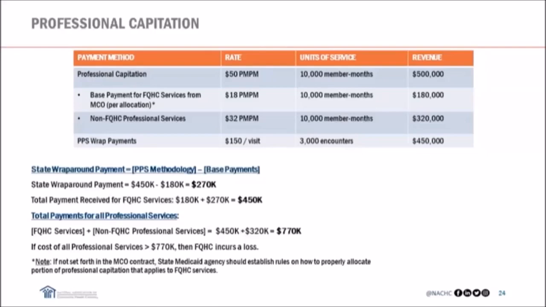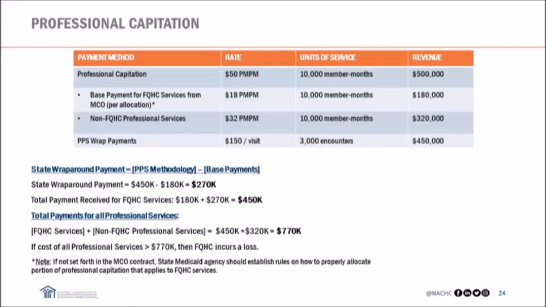But of course, in this example, the health center is paid on a professional risk basis, so it's paid $450,000 for FQHC services, plus that additional 32 PMPM for non-FQHC services. So the total amount the health center received was $770,000.